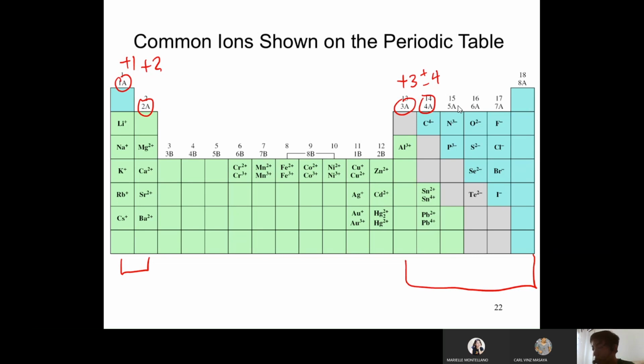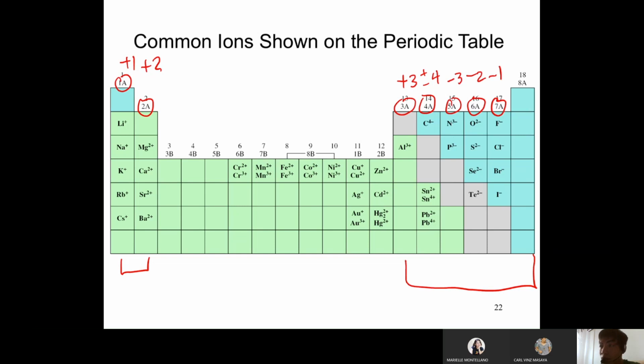Okay. For group 5A, it's negative 3 again. Which atoms usually use that? Nitrogen and phosphorus. Both can form a negative 3 charge. Then group 6A, their charge is usually negative 2. The ones used here are oxygen, sulfur, and selenium, though not much. And then group 7A has a negative 1 charge. For group 8, there's none. So that's the idea.